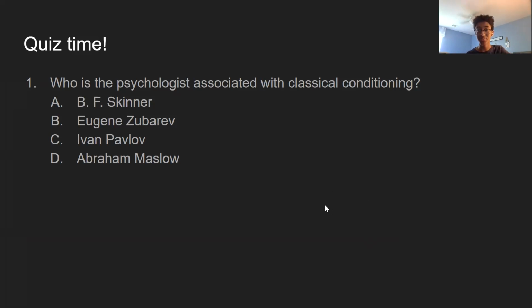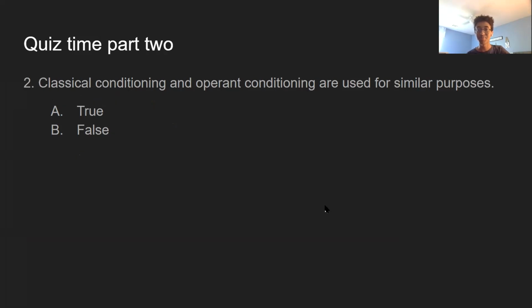So next question, and this is actually our last question. True or false? Classical conditioning and operant conditioning are used for similar purposes. Okay, hopefully you said false. Classical conditioning is used to associate an involuntary response with a stimulus, while operant conditioning is used to associate voluntary behavior with a consequence.